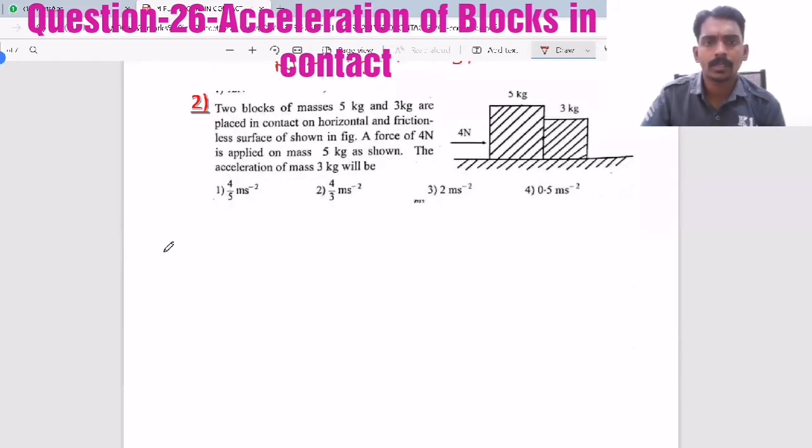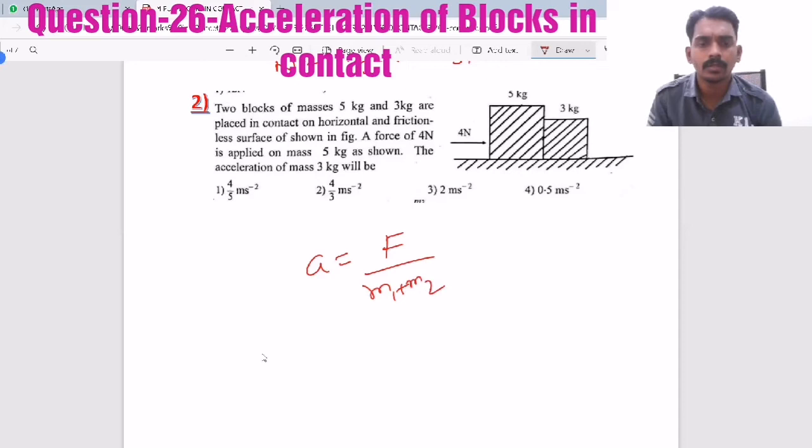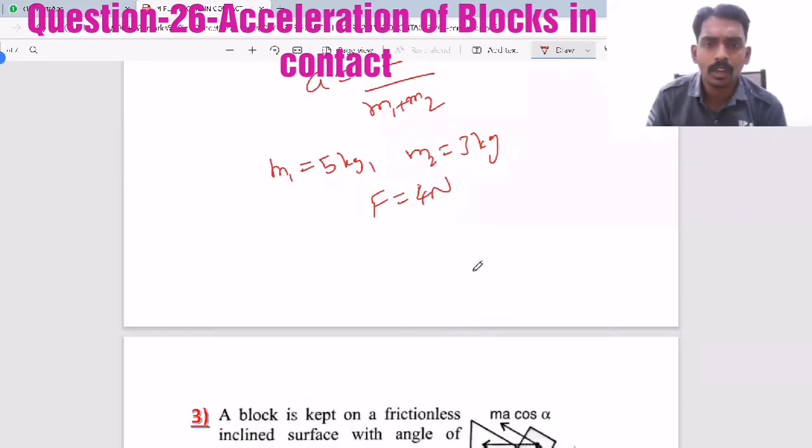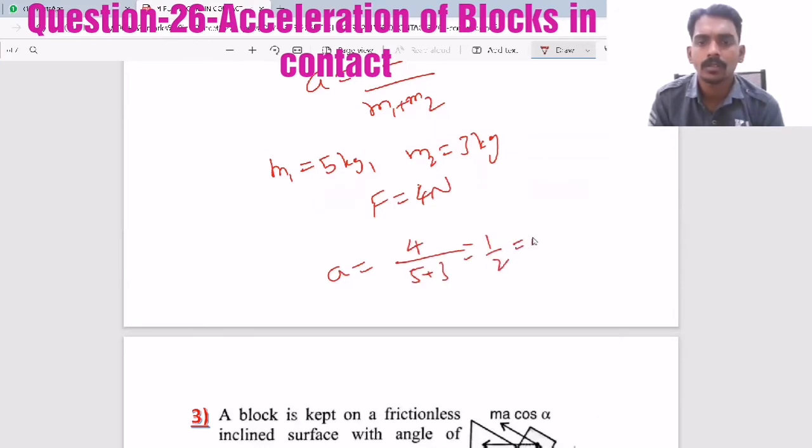Now suppose two blocks are kept here. The acceleration of the system is again very simple: force divided by m1 plus m2. They have given m1 as 5 kg, m2 as 3 kg, and the force applied as 4 Newton. They are asking for the acceleration of the 3 kg block. But as they are kept in contact, they must move with a common acceleration, and that common acceleration is force by mass m1 plus m2, 4 by 5 plus 3, that is 1 by 2 or 0.5 meter per second square.